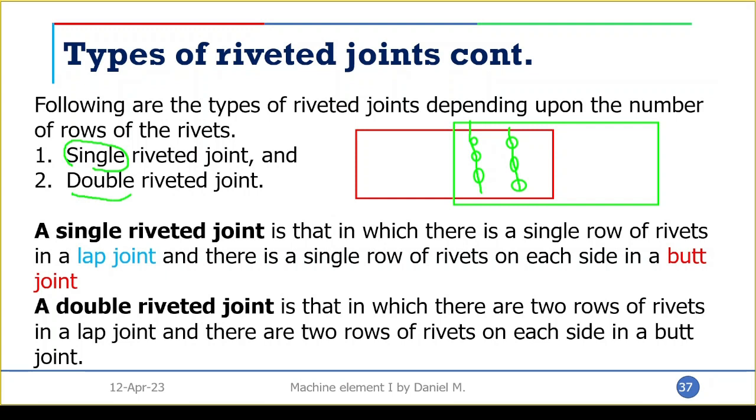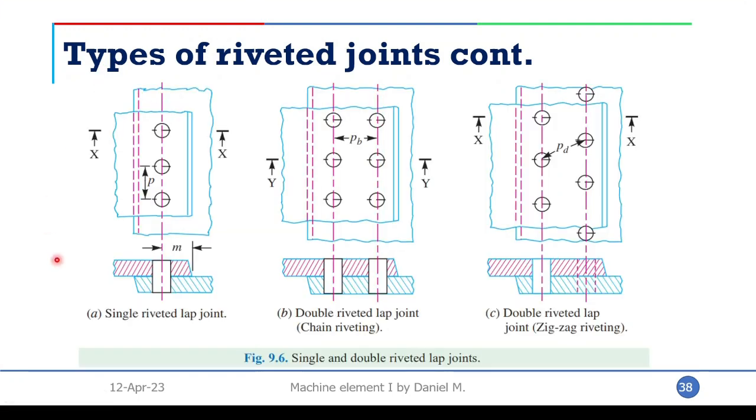The condition is the same for butt joint also. This particular case is lap joint, but the situation is the same for butt joint also. Let's look at it. These are some figures of lap joint showing number of rows of rivets. In this case, as you can see, we only have one row of rivets. Or if you look from the front view, we only see one cross section. We can't see the other rivets. So if we can see only one rivet, then we call it a single riveted lap joint.